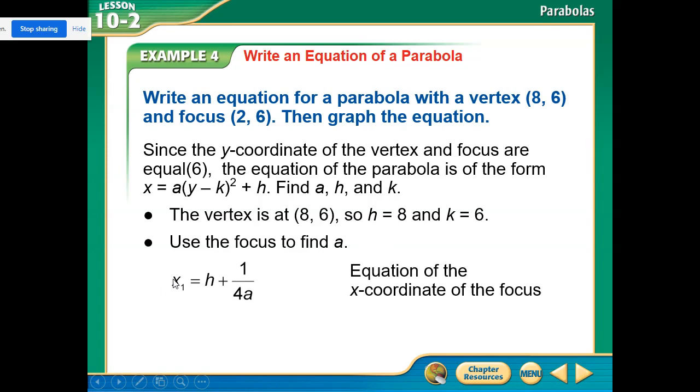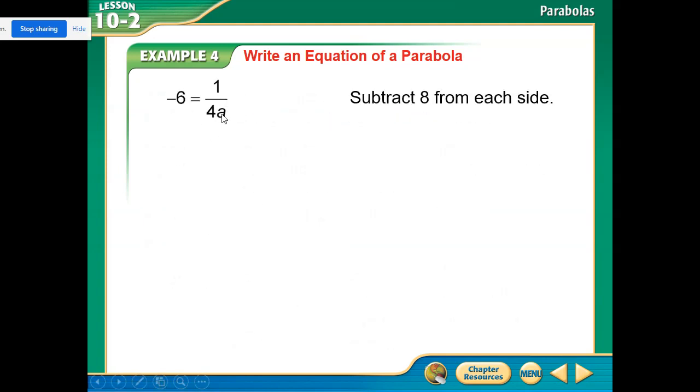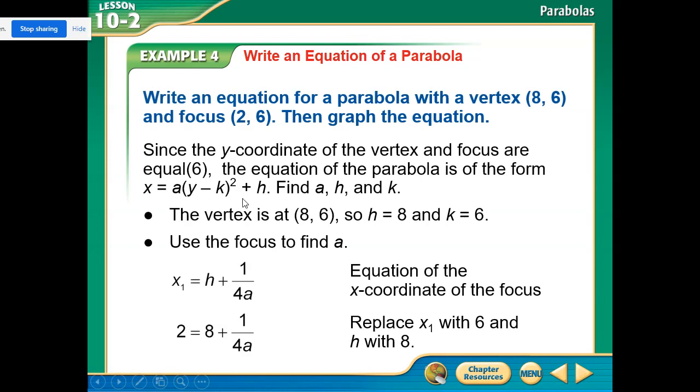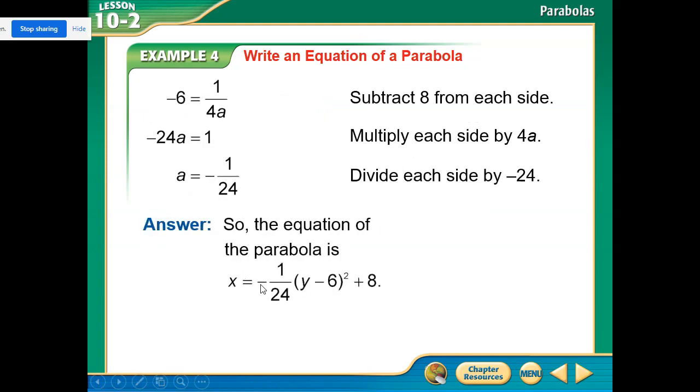That's 8. We're going to put that here. And we have the x value from the focus, which is 2. So 2 is going to go in here, and 8 is going to go in here. So 2 equals 8 plus 1 over 4a. Now we move the 8 over. So we get -6. And then we just multiply by 4a. So that's -24a equals 1, and then divide. So a equals -1/24. So now I have an a, I have an h, I have a k, and I can plug those in and write my formula. So x equals -1 over 24, y minus k plus h. I'm sorry, y minus k plus h, because that's backwards, right?